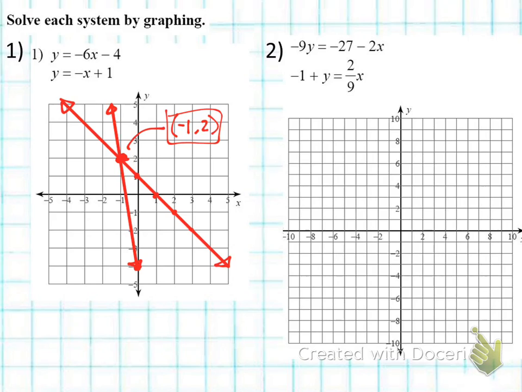And that's your answer, okay? What this is saying is that this coordinate, if I were to put it into this system, would make everything true. This is the only point on the whole graph that would make this system true. This is the answer, okay? So that's how you do number 1.